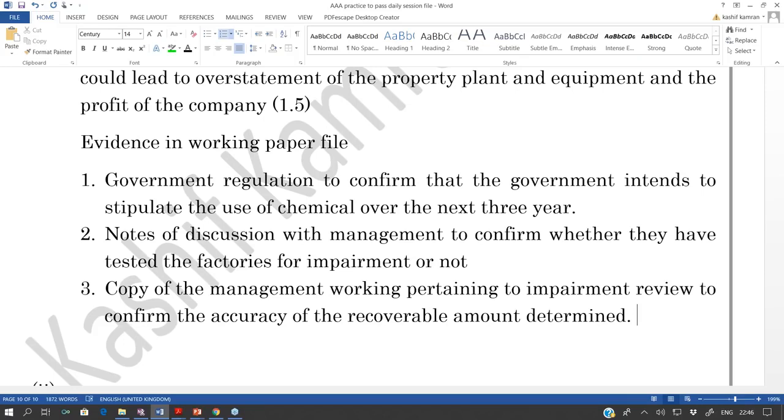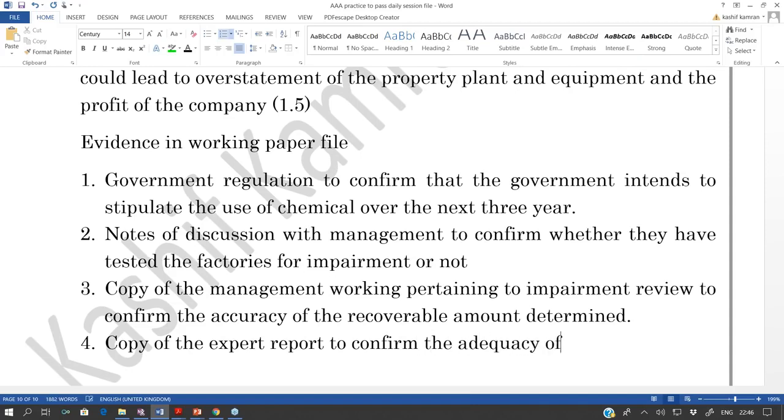Okay, should I be taking a representation letter on the fair values to confirm the accuracies of the fair value, or should I be taking an expert report? Should I be taking an expert report for the fair values, which are part of the expert report? So can I take the copy of the expert report to confirm the adequacy of the fair values?